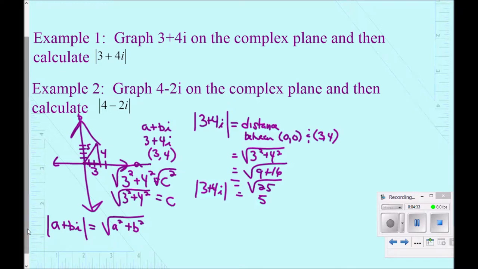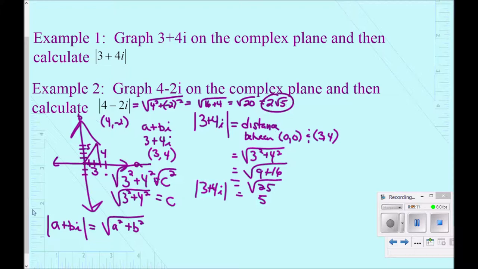So if I'm doing the next one here, first of all, I'm going to graph (4, -2). So right about there, and that's where the point is. And again, if I'm figuring out the distance from (0, 0) to that point, I'm going to use the square root of a squared plus b squared. So this is equal to the square root of 4 squared plus (-2) quantity squared, which is equal to the square root of 16 plus 4, which is the square root of 20, which simplifies to 2 root 5. So 2 root 5 is the answer for the absolute value of 4 minus 2i.